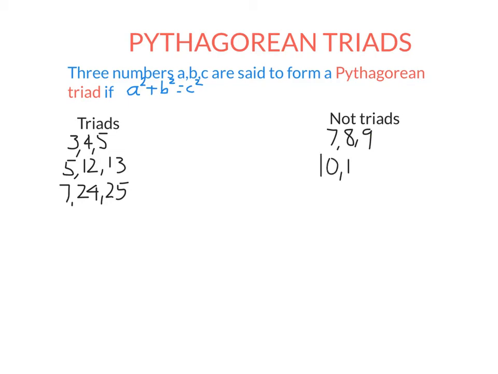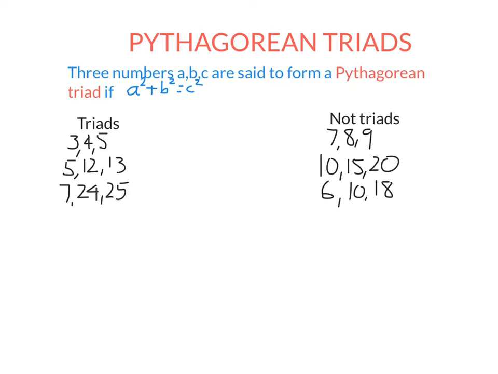For example, 10, 15, 20 is not a Pythagorean triad because 10 squared plus 15 squared does not equal 20 squared. You can easily check that with your calculator. Once again, it's not that easy to just look at them and tell whether or not it forms a Pythagorean triad. So another example, 6, 10, and 18. Just some random numbers I thought of. 6 squared plus 10 squared doesn't equal 18 squared, so these three numbers do not form a Pythagorean triad.